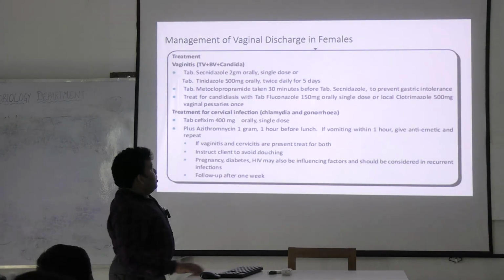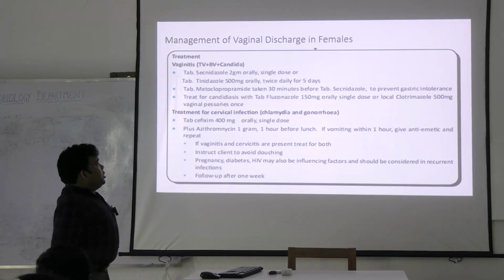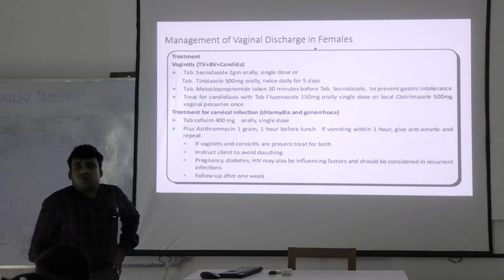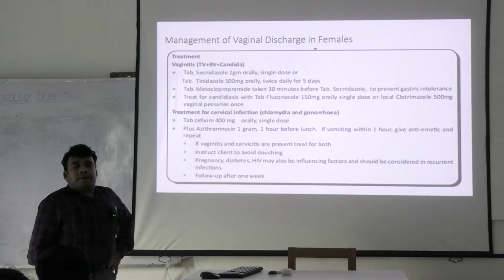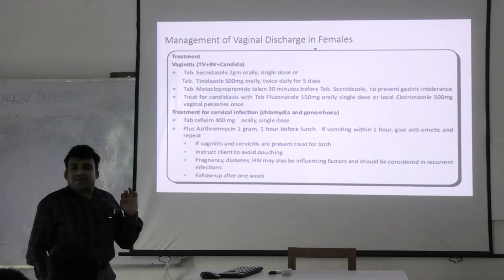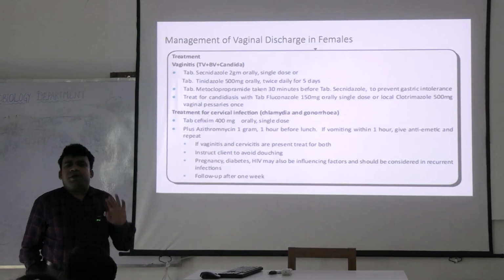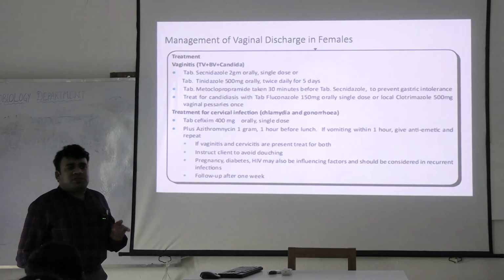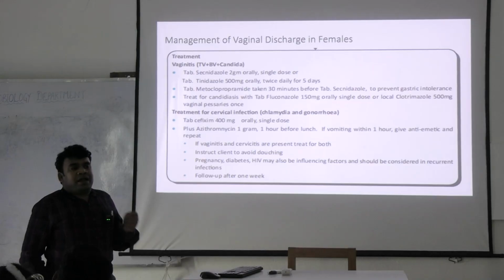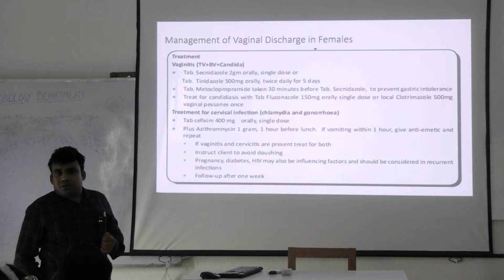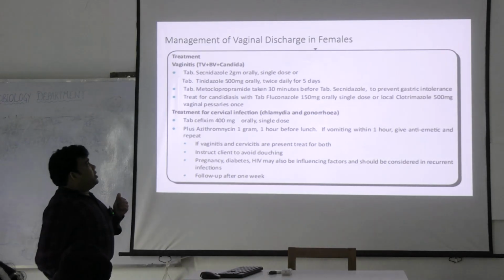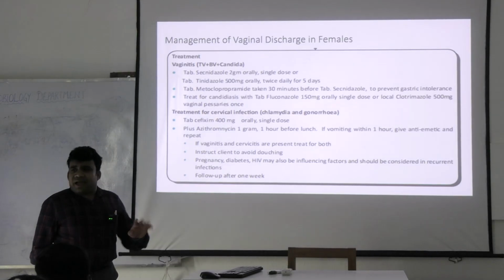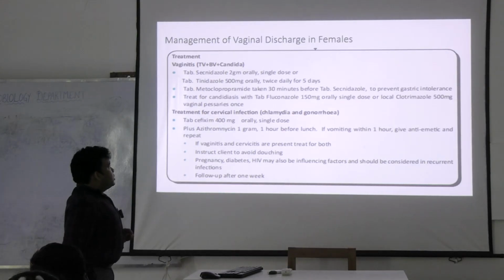Okay. Now for treatment, what we need to give for vaginitis, and these are mainly caused by anaerobic bacteria. And also trichomonas is treated with anaerobic drugs like metronidazole. Effective treatment can be given with secnidazole or tinidazole. Both act on anaerobic bacteria and trichomonas.